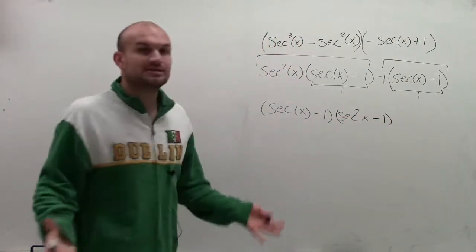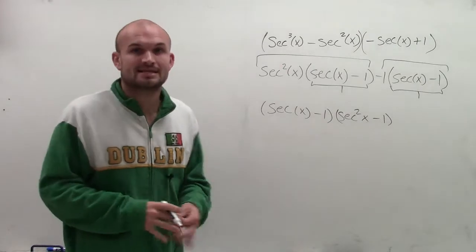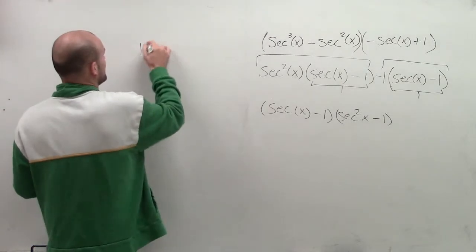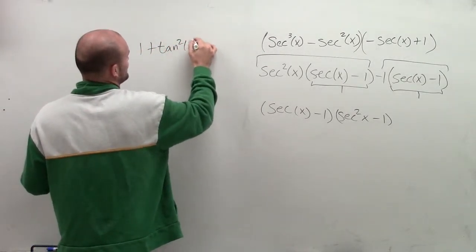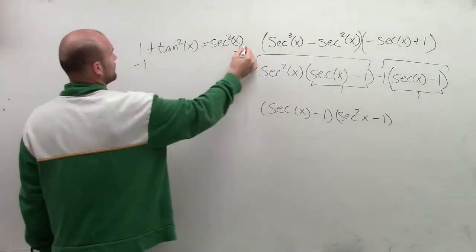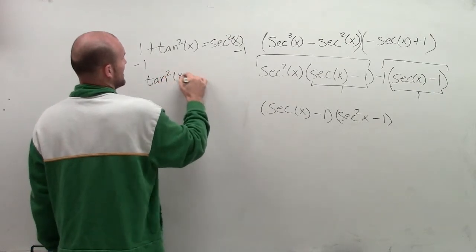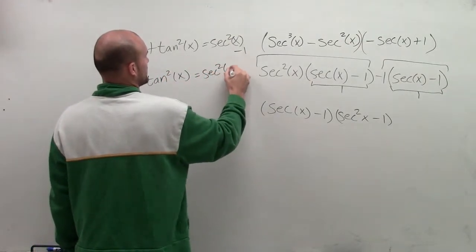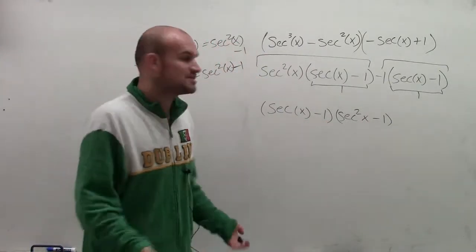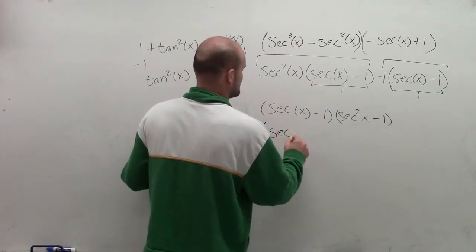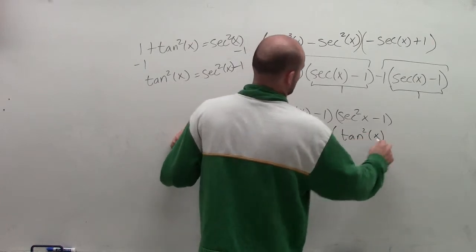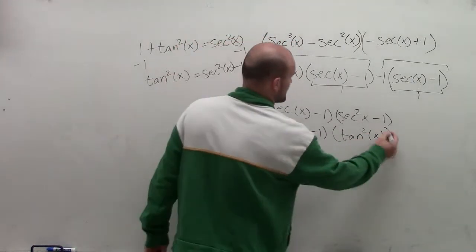OK, so now I need to see, can I rewrite this using any Pythagorean identity? So we go back to our Pythagorean identity. The Pythagorean identity that's dealing with secant squared is 1 plus tangent squared of x equals secant squared of x. So by subtracting 1 on both sides, I have tangent squared of x equals secant squared of x minus 1. So I can now replace secant squared of x minus 1 with tangent squared. Therefore, I have secant of x minus 1 times tangent squared of x.